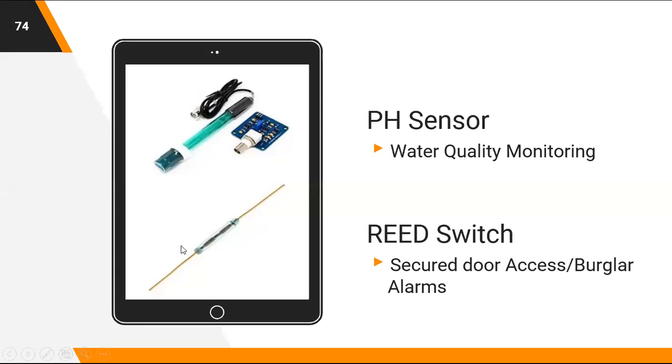Next is the reed switch. You might have seen this in your home gates, if you have automated your home. The purpose of this is you can secure your door access by raising an alarm. Whenever a theft happens, when some person with improper identity tries to open this, it will alert you through a message to your mobile phone. So this reed switch is an underestimated sensor, but it is a very effective sensor. Its application is very huge.